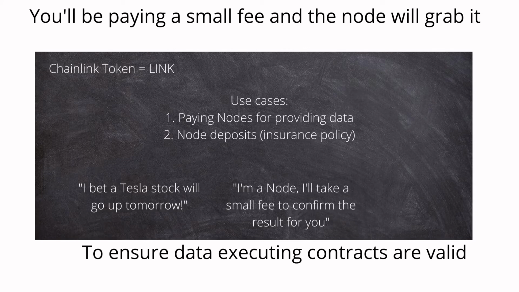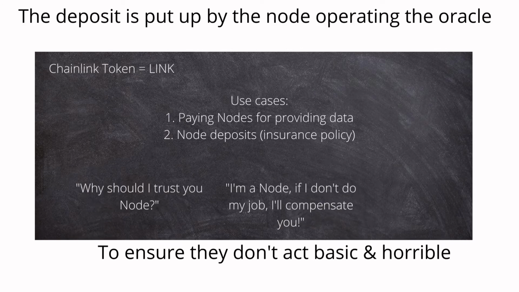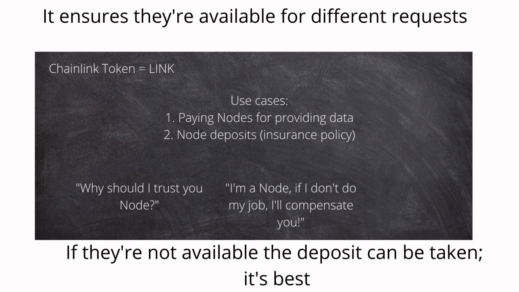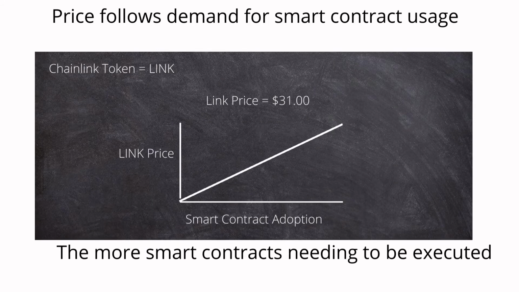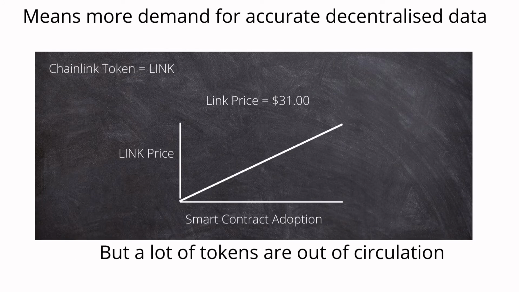To ensure data executing contracts are valid, the deposit is put up by the node operating the oracle to ensure they don't act basic and horrible. It ensures they're available for different requests. If they're not available, the deposit can be taken, it's best. It's insurance for smart contract owners that the data feed to the smart contract is valid. The price follows demand for smart contract usage. The more smart contracts needing to be executed means more demand for accurately centralized data.